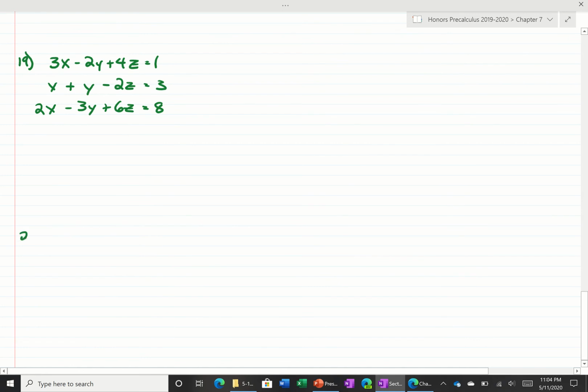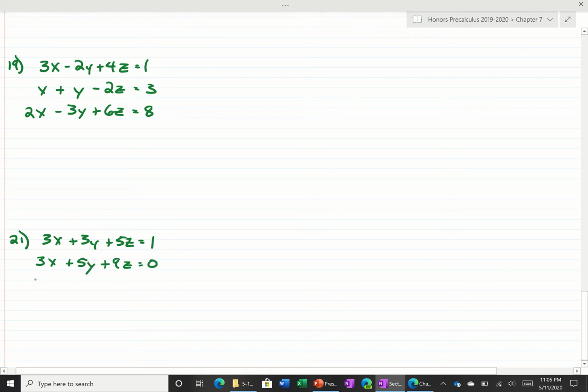And number 21 says 3x plus 3y plus 5z is equal to 1, 3x plus 5y plus 9z is equal to 0, and 5x plus 9y plus 17z is equal to 0.